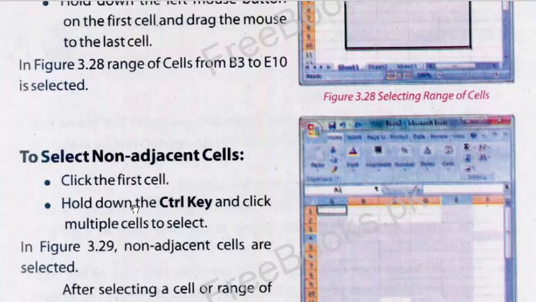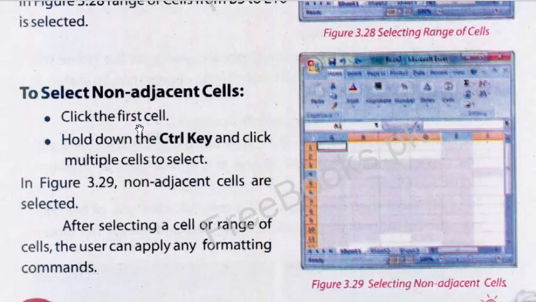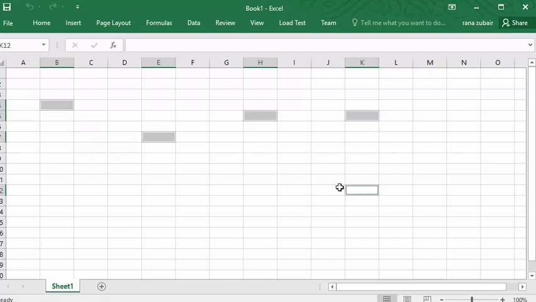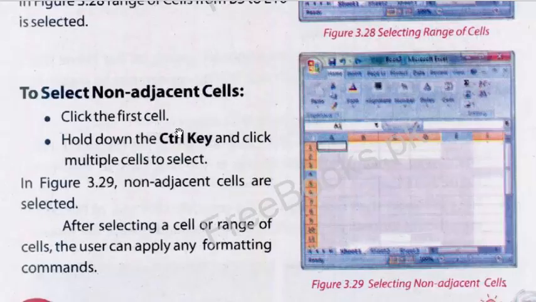To select non-adjacent cells, click the first cell. Non-adjacent means you do not want to select cells in the same line, you want to select them at different locations. These are adjacent, but if I select this one, this one, this one, and this one, these are not adjacent, these are at different places. Hold the Control key and click the multiple cells to select.